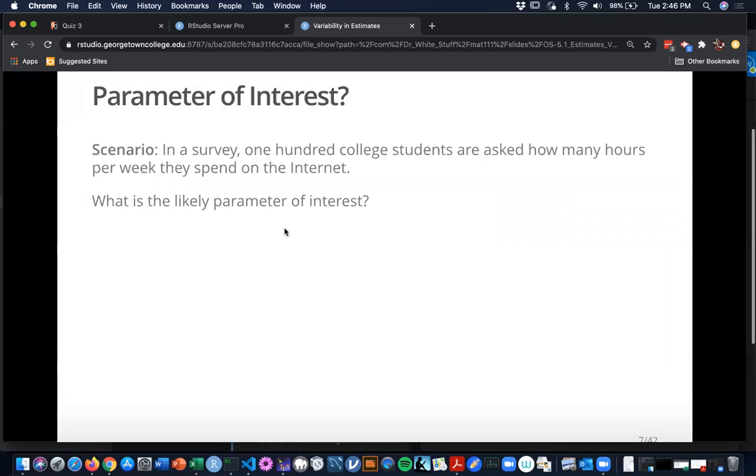So this first one: you took a survey of 100 college students and asked each of them how many hours per week they spend on the internet. What parameter were you interested in? Was it a mean? And if so, what mean was it? Or was it a proportion? And if so, what proportion was it?